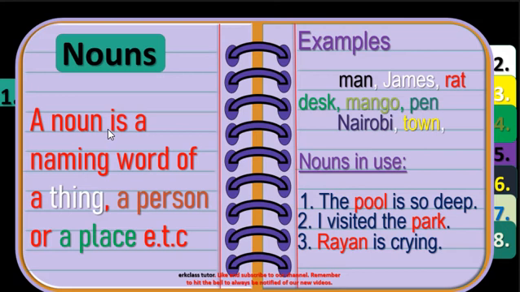Just like we have said, a noun is a naming word of a person. Ryan is a person. A noun is a naming word also of a thing. For example, the pool. Our number 2, I visited the park. Park is a place. So, a noun is a naming word of a thing, a person, or a place.